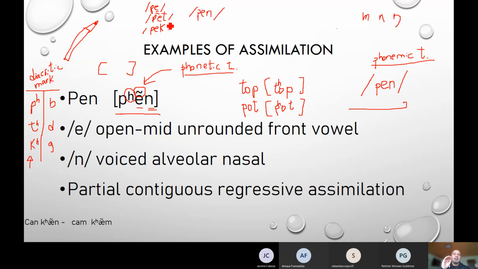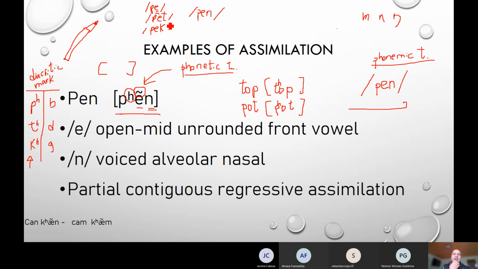But when you say "k," that is a velar sound. Your tongue goes back. So "peck." The tongue is not in the same place as when you say "pet." Try to say "pet" and then "peck," "pet," "peck."